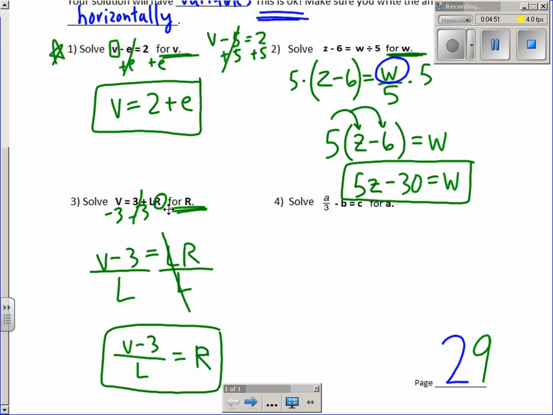All right, go ahead and try example number 4 on your own. It's a divided by 3 minus b equals c, and you're solving for a, so get a by itself, and we'll talk about it tomorrow.